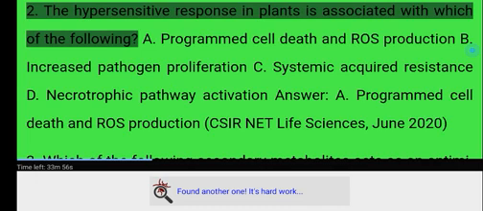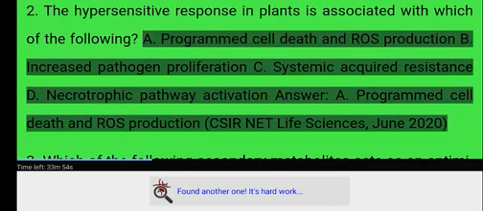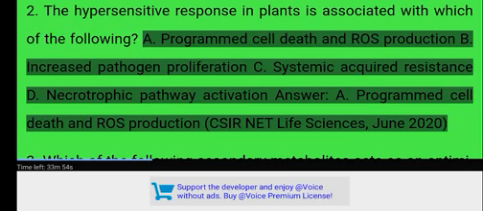2. The hypersensitive response in plants is associated with which of the following? A. Programmed cell death and ROS production. B. Increased pathogen proliferation. C. Systemic acquired resistance. D. Necrotrophic pathway activation. Answer: A. Programmed cell death and ROS production. CSIR NET Life Sciences, June 2020.